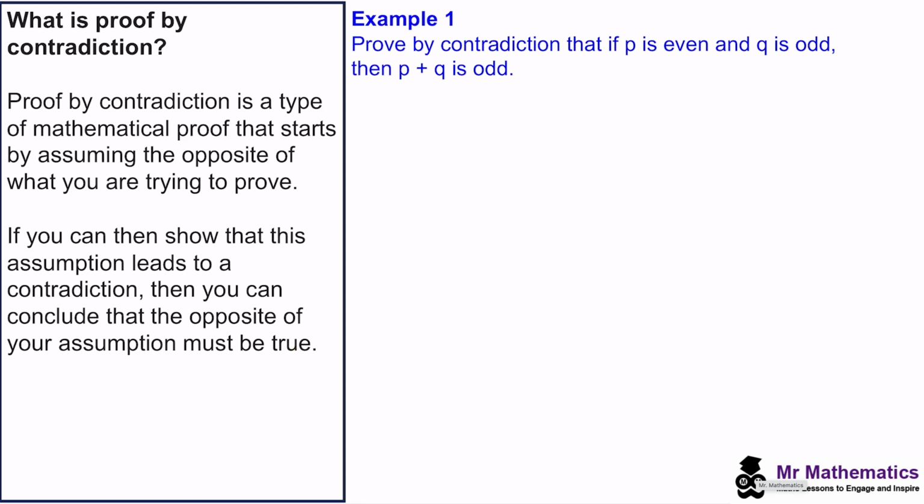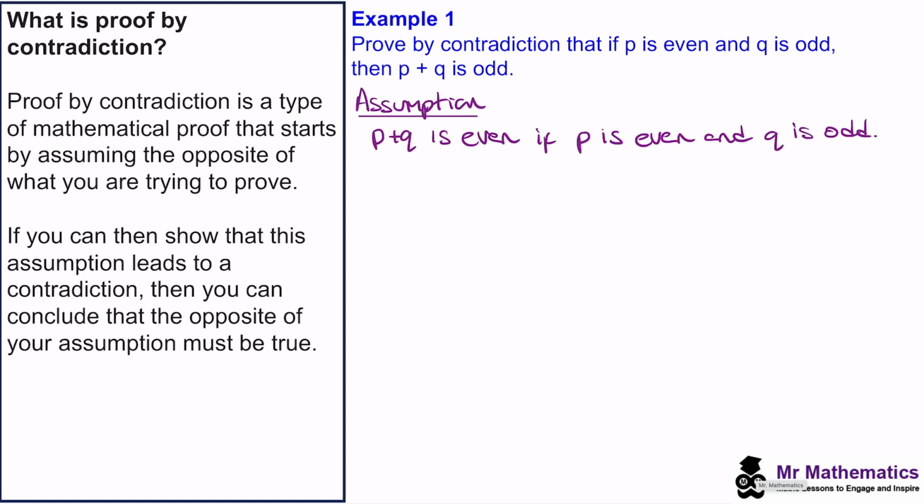So let's start with the first example. We are given that P is even and Q is odd, and we want to prove that P plus Q is odd. So the first step in any proof by contradiction is to assume the opposite of what you're trying to prove. So in this case, our assumption is that P plus Q is even if P is even and Q is odd. So now we need to show our workings.